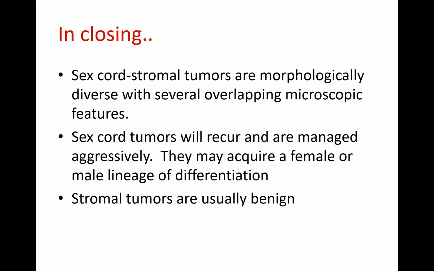And they may acquire female, i.e. granulosa cell tumor, or male, i.e. Sertoli-Leydig lineage of differentiation. Stromal tumors are easy. They are benign. The thecoma, fibroma, signet ring stromal tumor, sclerosing tumor, all of these tumors, once you get your head in that category, you will be safe. As I said, the challenge sometimes is to separate sex cord from stroma. The second highway could be challenging. To separate thecoma from a granulosa cell tumor, that could be a challenge.